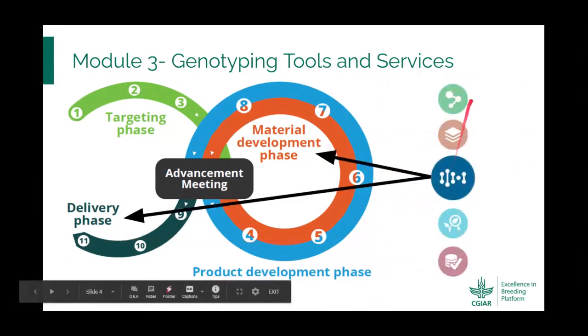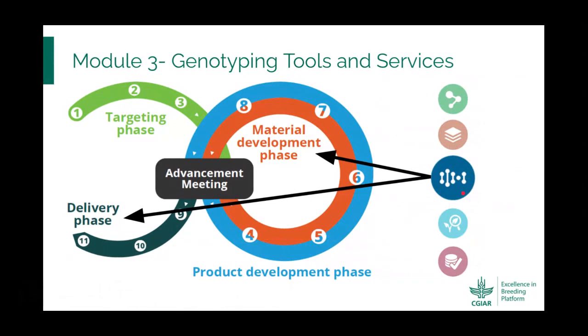So this is module 1, 2, 3, 4, 5, and we're going to focus more on module 3, how we come into this figure. In the material development phase, our work is mostly focused on continuously scoping for new tools and technology to support genotyping. In particular, we share services to accelerate the rate of genetic gains. Constantly, we're also adapting these services based on the breeding schemes and product profiles that are coming out of the targeting phase.